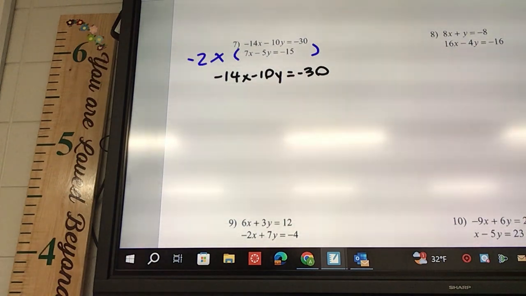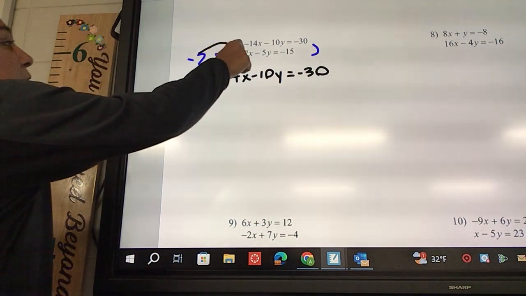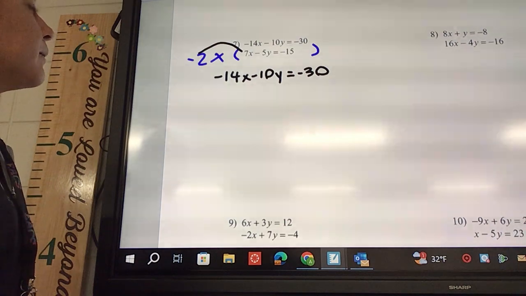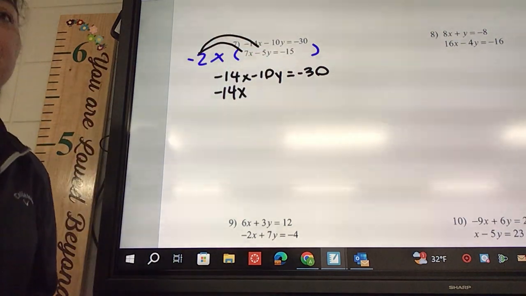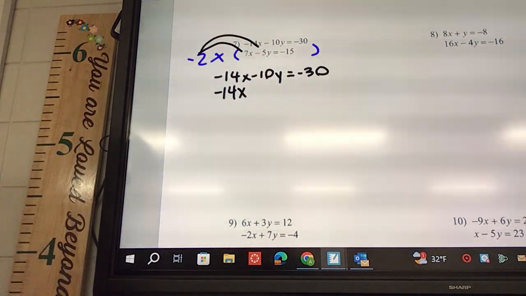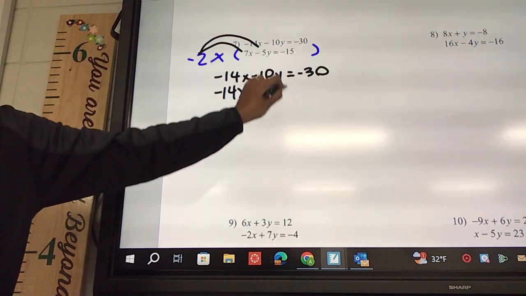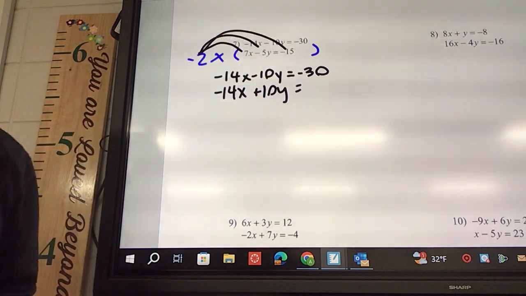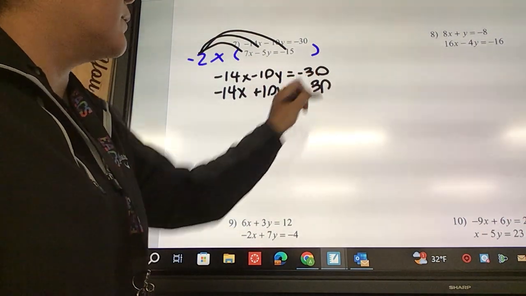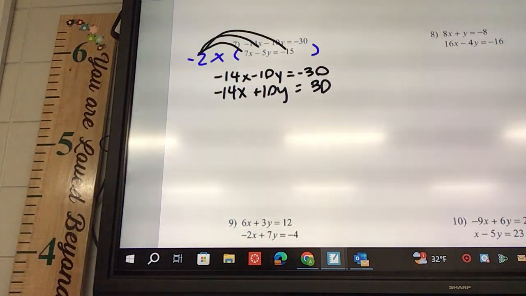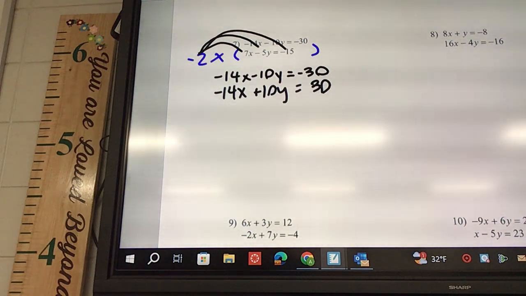Equation 2, we're going to multiply everything in there by what? 2. Negative 2. Okay, negative 2 times 7. Negative 14. Negative 2 times negative 5. Positive 10y. And then negative 2 times negative 15. 30. Okay, and on these ones, that's where you're going to stop. You just need to get those two equations written down.